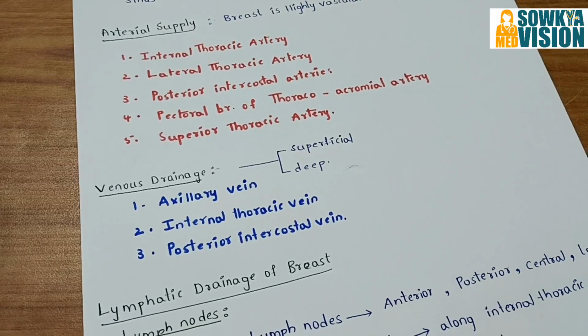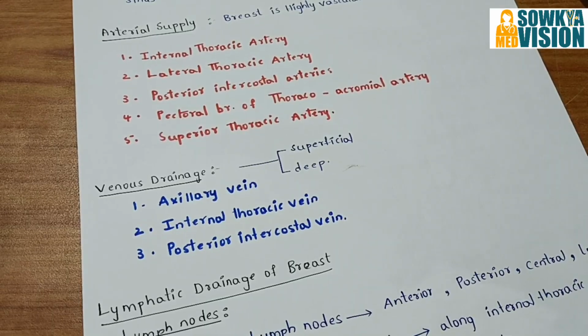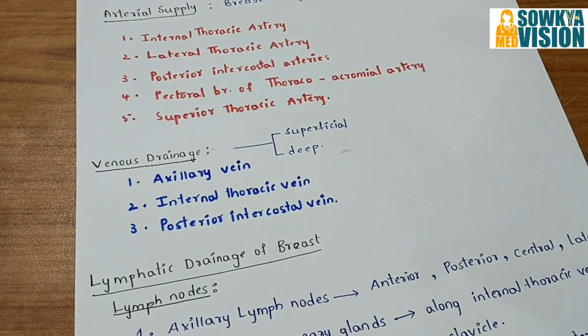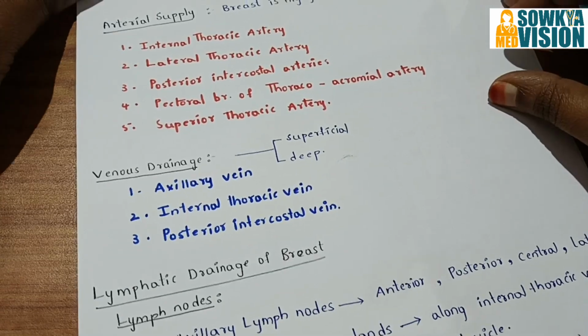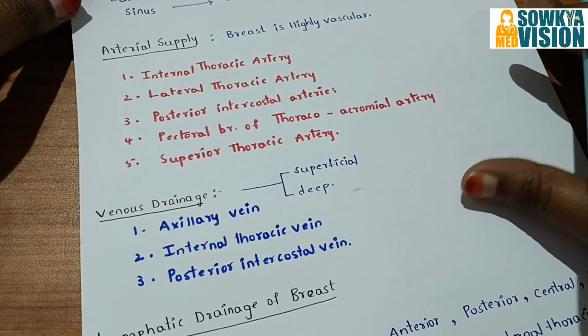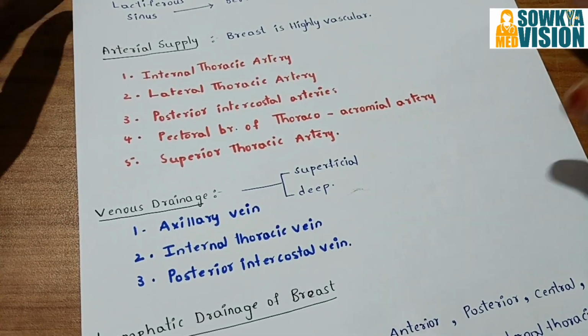drainage. See, breast is a very important topic. Put 3 stars for this topic. It will be very important in academics as well as in competitive exams. Today we are going to discuss the arterial supply, venous drainage and, very importantly, lymphatic drainage of the breast. First, the arterial supply. Breast is a very vascular structure.